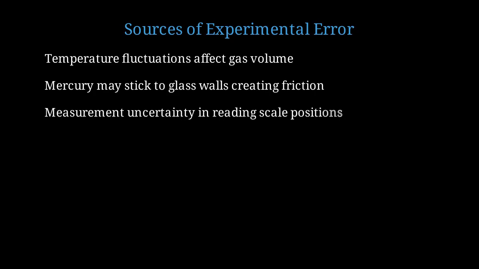Third, measurement uncertainty. When you read a ruler, you can't read it perfectly. Maybe you can read to the nearest tenth of an inch. This uncertainty propagates through your calculations. So here's the question. How do we deal with noisy data? How do we see the pattern when our measurements have uncertainty? The answer is, we plot the data graphically. Graphical analysis is your most powerful tool for finding patterns in experimental data. Let me show you why.